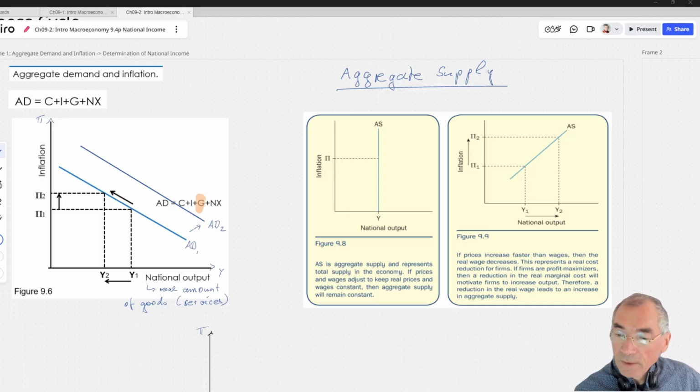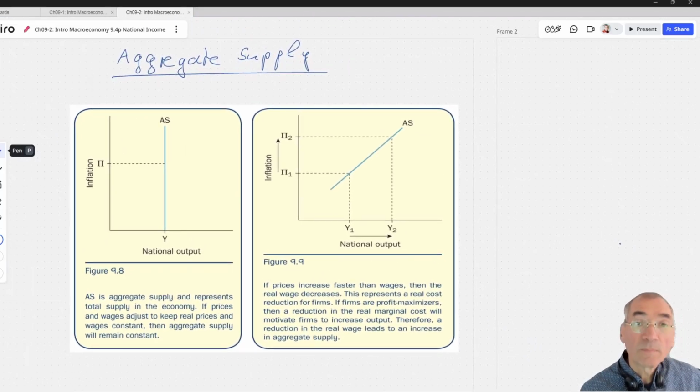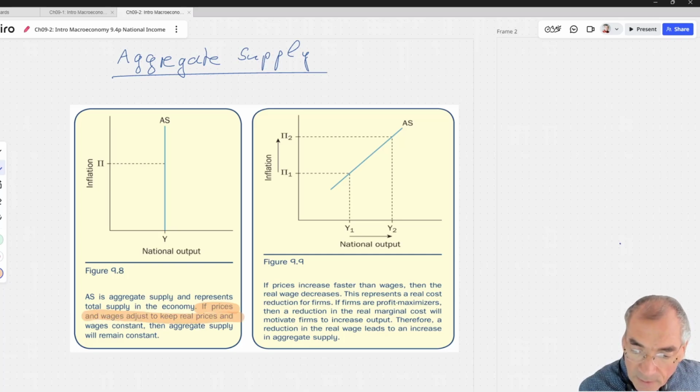You can see here that this changed, and besides on the left-hand side the aggregate demand, now on the right-hand side there is this discussion about aggregate supply. And if you read the two texts, then I suppose you might have come to the same conclusion: when it says here, if prices and wages adjust to keep real prices and wages constant, then aggregate supply is constant, or is a vertical line.